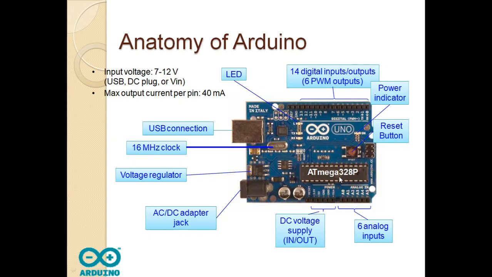Very important part, ATmega328P. This is the brain of the Arduino. All the programs that we run, everything that is being done by this board, is with the help of this IC.